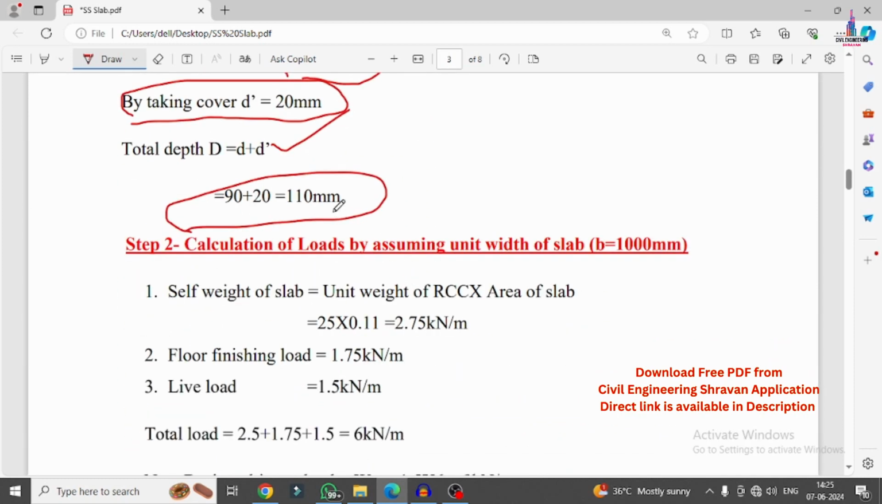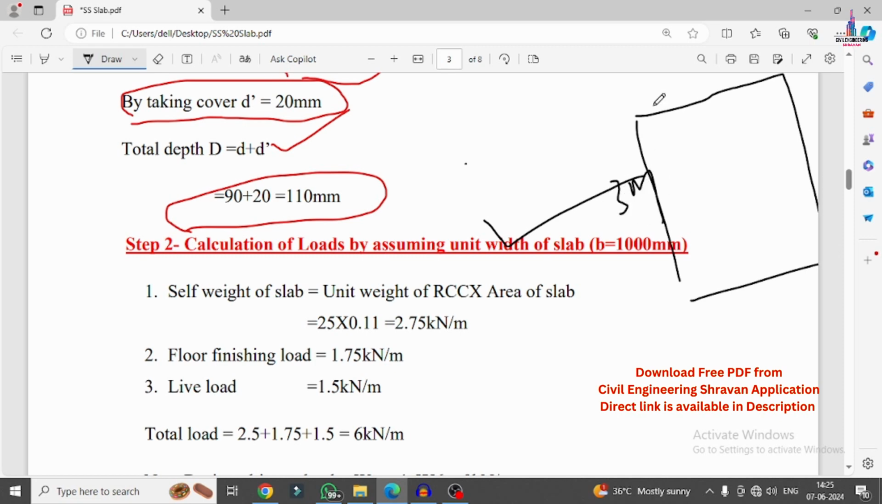So now after calculating the depth of the slab, we have to calculate the loads. Let us consider the calculation part related to the loads, by considering the width of the slab panel. You can see here, this is the width of the slab, which I am taking as 3 meter, and this is the length of the slab, 2.5 meter, which I am considering.